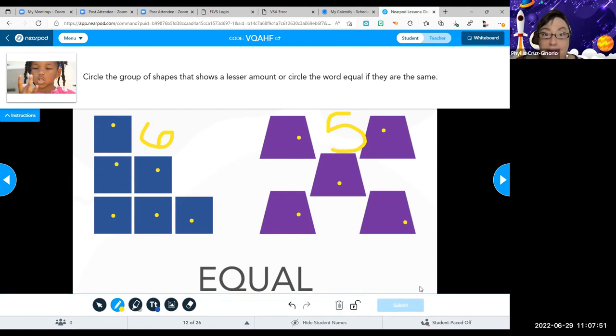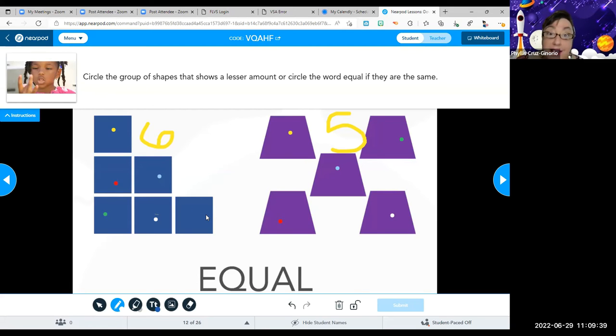Now we need to decide which group is greater. You can match them up if you want to, or you can just tell from the numbers which one is greater, which group is lesser, or are they, circle the word equal, if they are exactly the same. What do you think? Look at that. There is a square left over. That means he doesn't have anyone else to match to. Look, I ran out of trapezoids. I don't have any left.